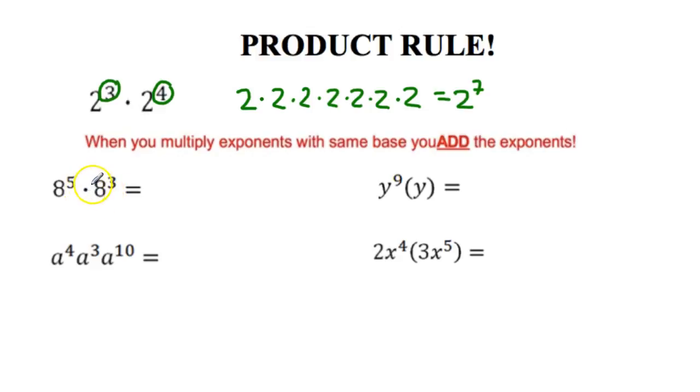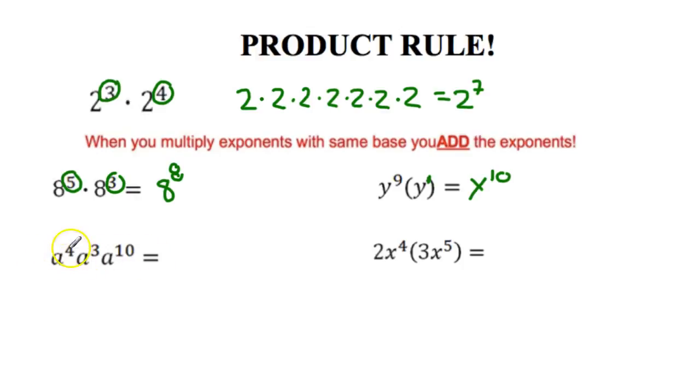So we got 8 to the fifth times 3 to the third. All right, so the base is going to be 8, and then I take the exponents 5 and 3. 5 plus 3 is 8. That's an ugly 8. Circle that, and that is an 8. 8 to the 8th power. Over here we have y to the 9th times y. Well, I know if there's no exponent, it's really a 1, so y to the first power. So if I add 9 and 1 together, it becomes y to the 10th power.